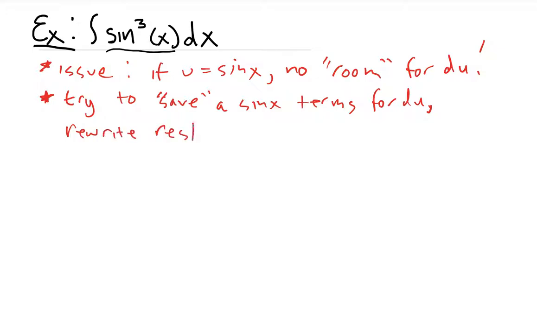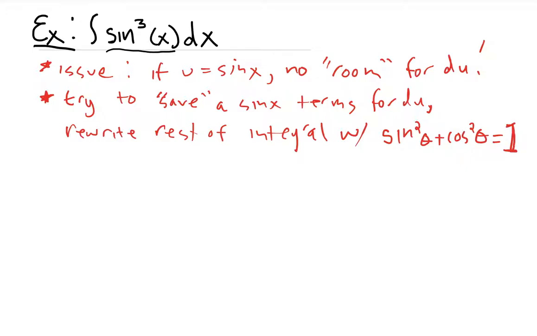Okay, rewrite the rest of your integral with a trig identity, namely the useful one here is going to be sine squared theta plus cosine squared theta. What is it? This is usually a familiar one. It equals 1, okay? This guy equals 1. And then once I rewrite the rest of my integral, then and only then, try u sub. Okay? So, without further ado, I'll go ahead and get started.